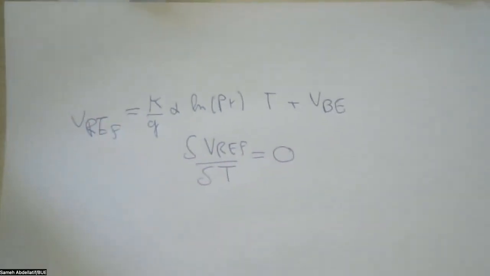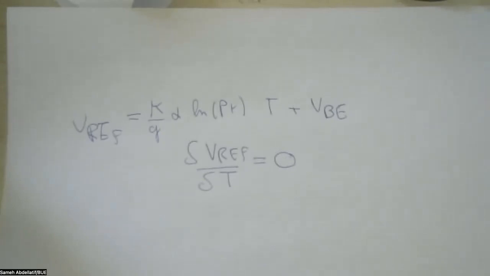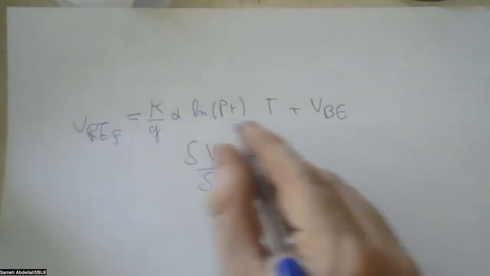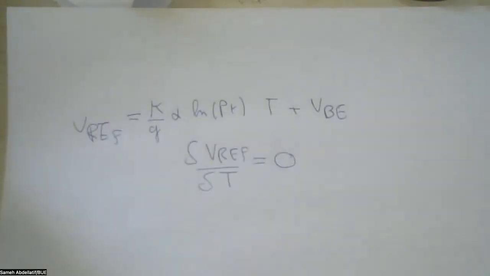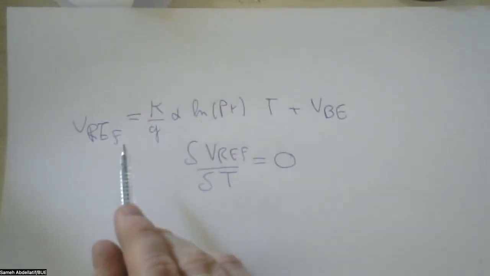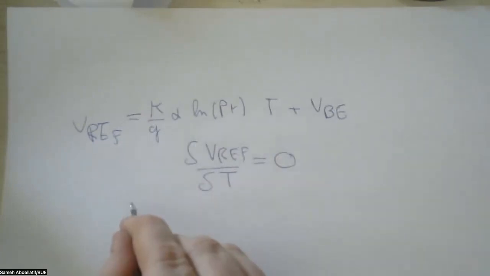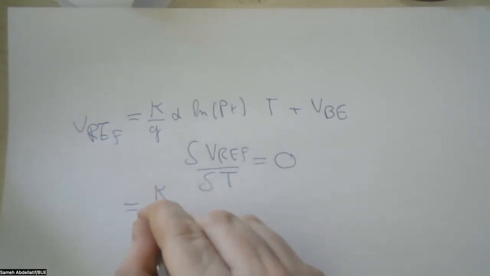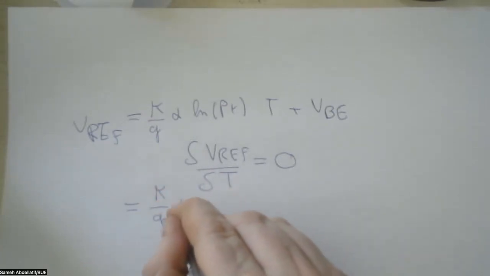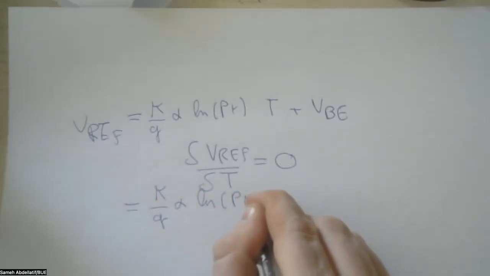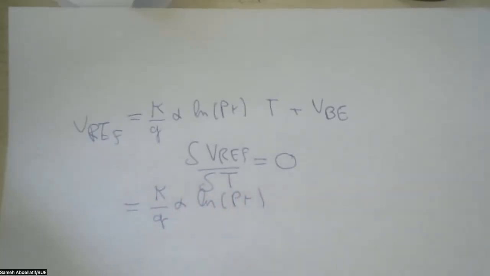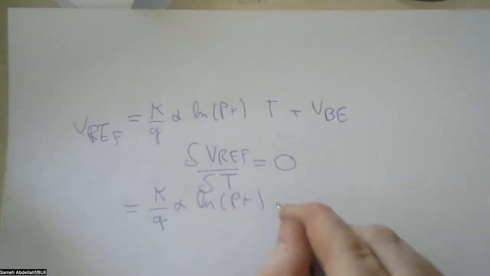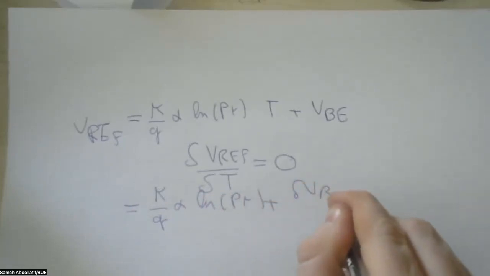So how can we do so, or is this applicable? Can we manage to have the variation of the V reference with respect to temperature equal to 0? Let's see. By differentiating this equation simply, as you can see, K over Q ln PR alpha is a constant, so here the differentiation would be straightforward: K over Q alpha ln PR, and another term, which is partial VBE by partial T.